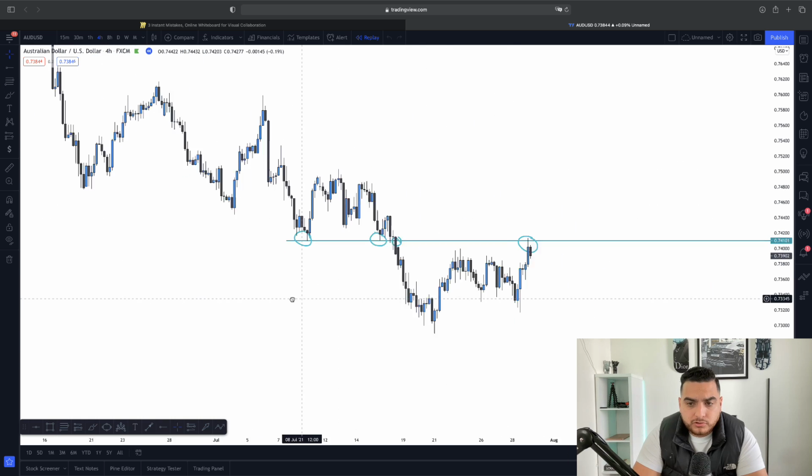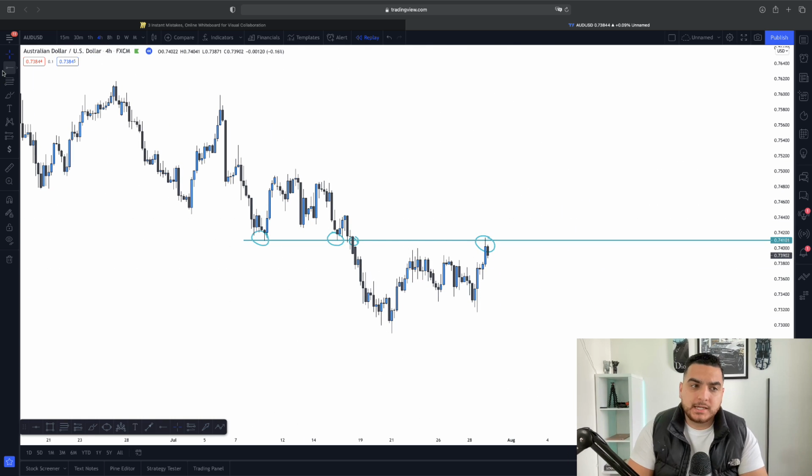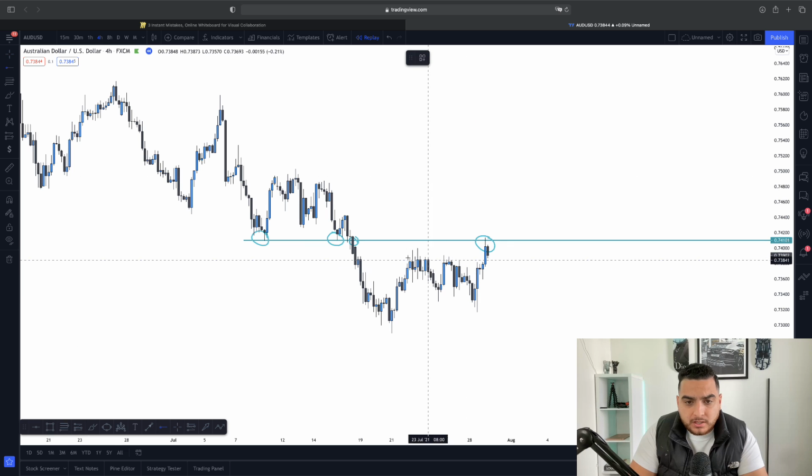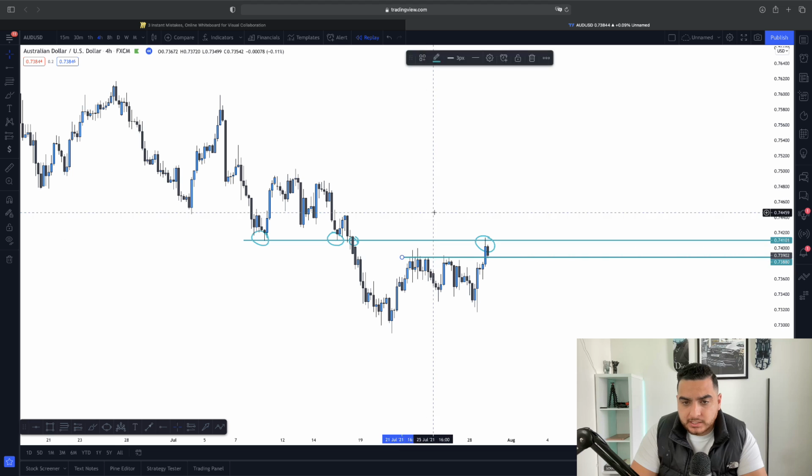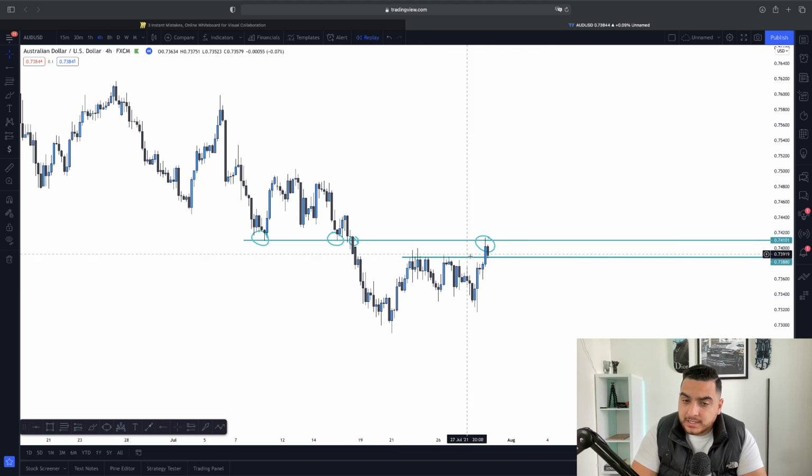But a lot of traders, if we put the replay mode on, right, let's just put it on here, okay? A lot of traders would have been looking at this chart saying, okay, we do have a horizontal level, which is right here, okay, on the bodies of these candles. And we had a very, very clean break.